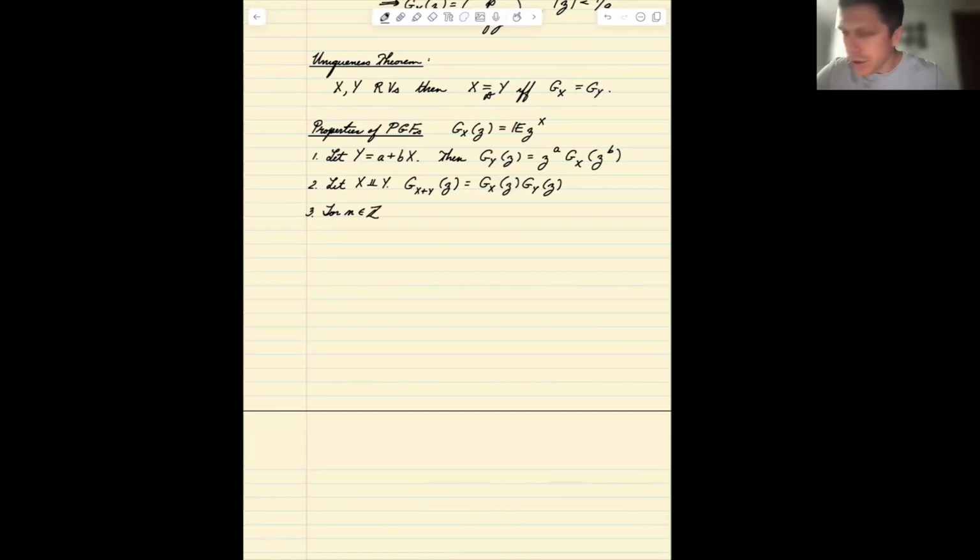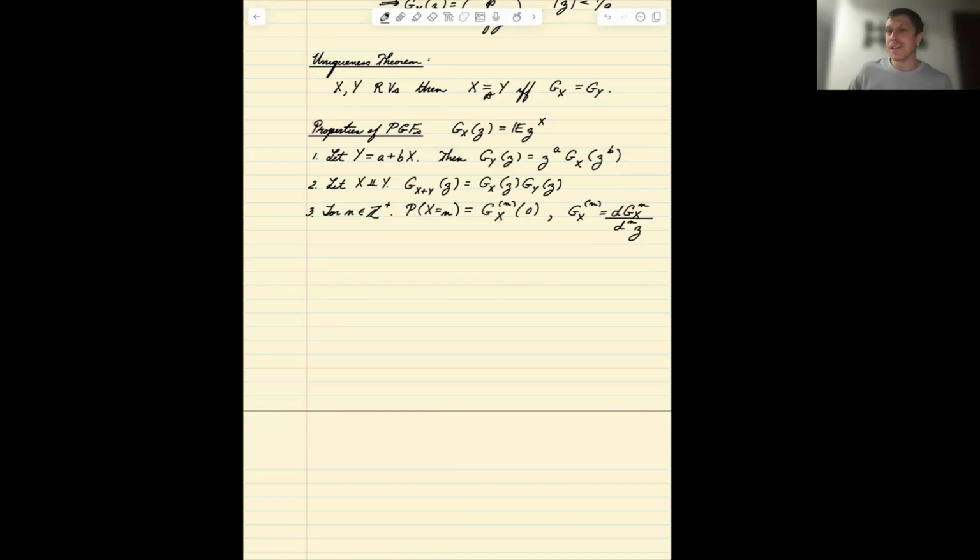For a positive integer n, the probability that x is equal to n is the nth derivative of g evaluated at 0. And here g superscript n is defined as the nth derivative of g of x with respect to z.